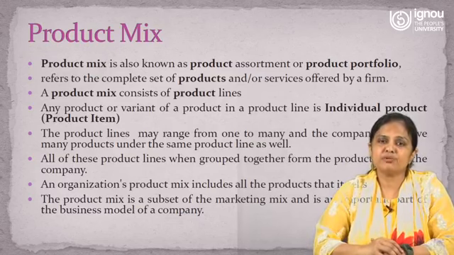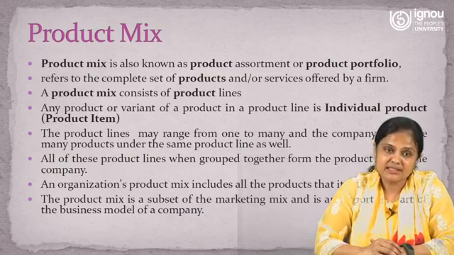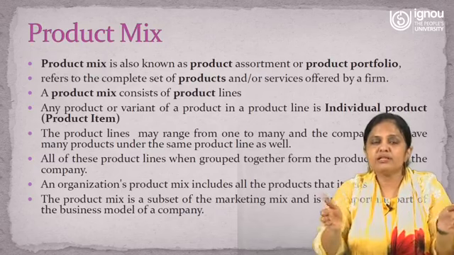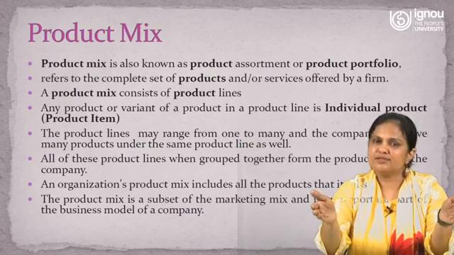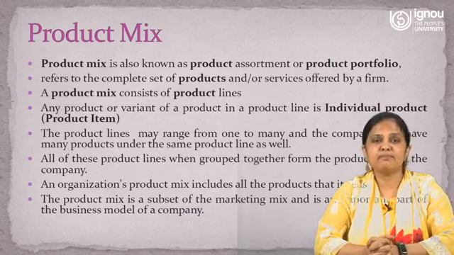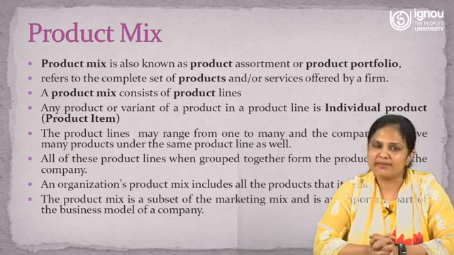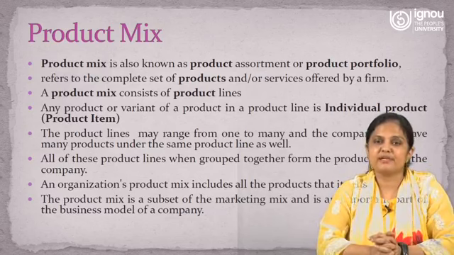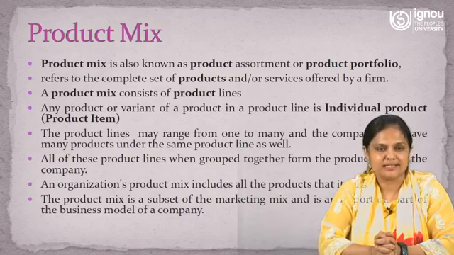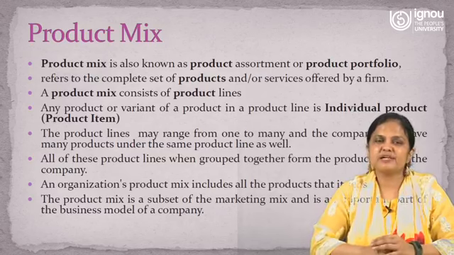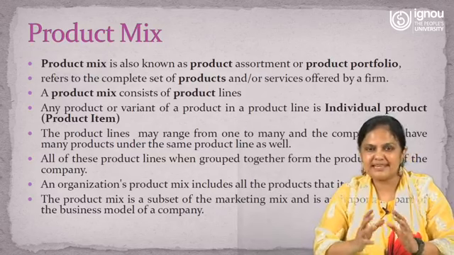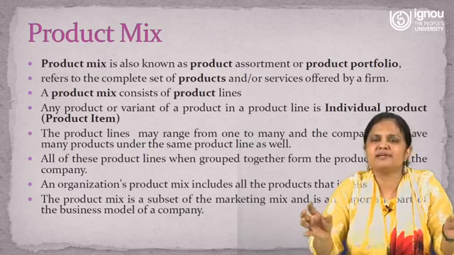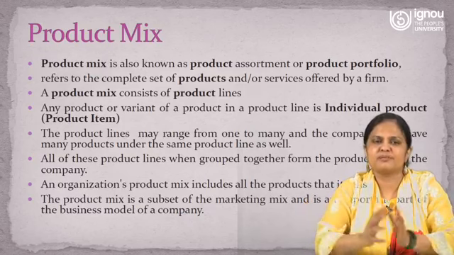Product mix is also known as product assortment or product portfolio. That means, when we talk of the product mix of a company, we are referring to the basket of all the products that a company is offering to the various segments of the market. It refers to the complete set of products and services offered by a firm, and it consists of several product lines. A product or variant of a product in a product line is an individual product, also termed a product item. So product mix is a set of all the product lines that a company is offering, and a product line is a set of different variants of a similar product.